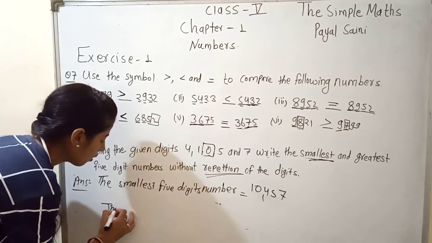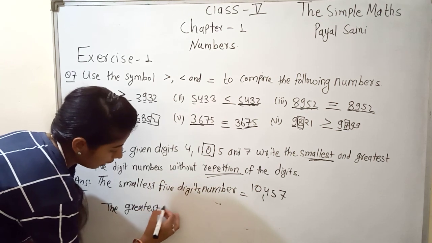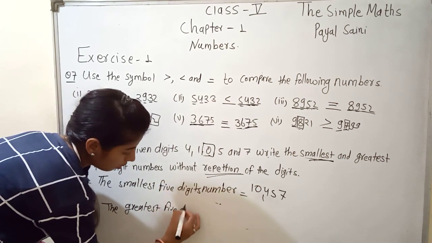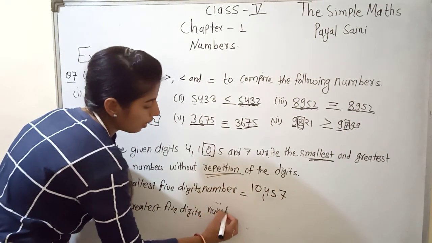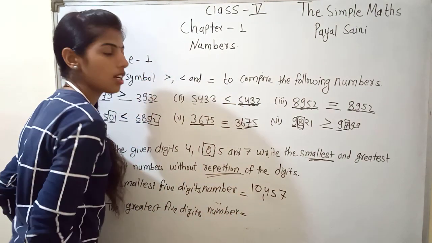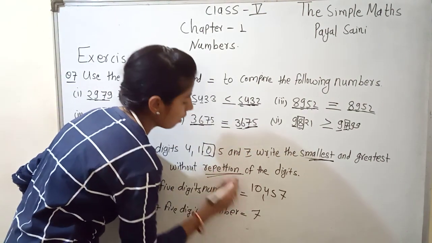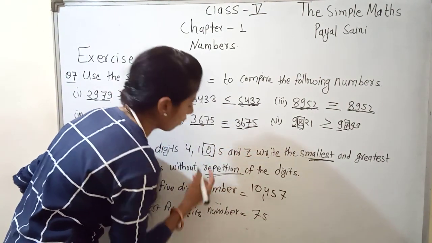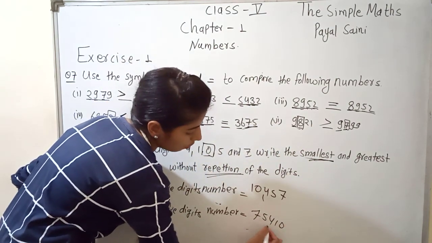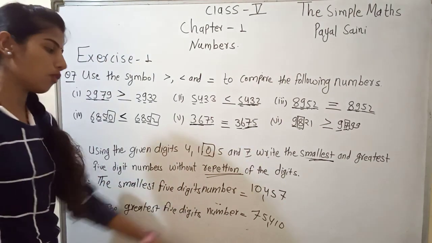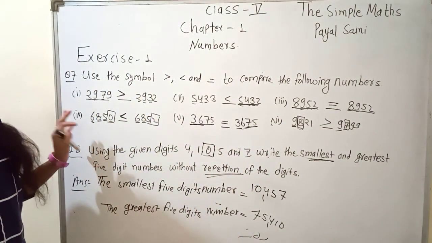Now we write here the greatest 5 digits number. The greatest 5 digit number is greatest means starting from great number. Here the greatest number is 7. After the 7 which is smallest 5. After the 5 here is 4. After the 4 1 and last is 0. Then it makes 75,410 and like that your question number 8 is complete.